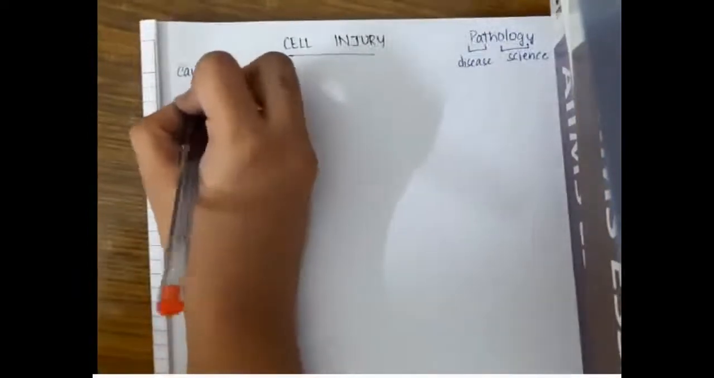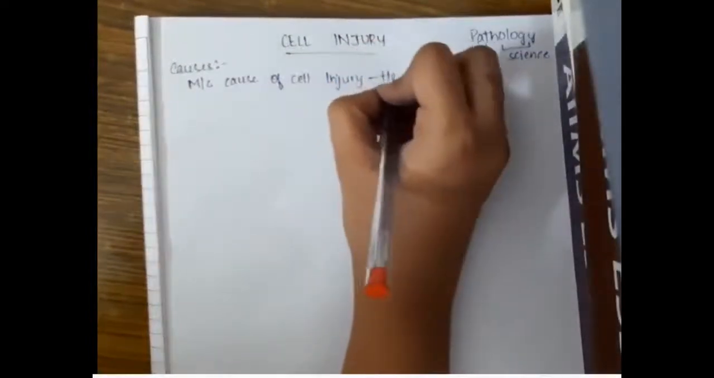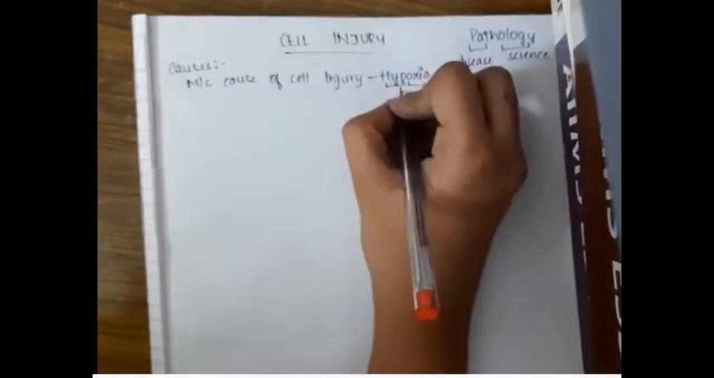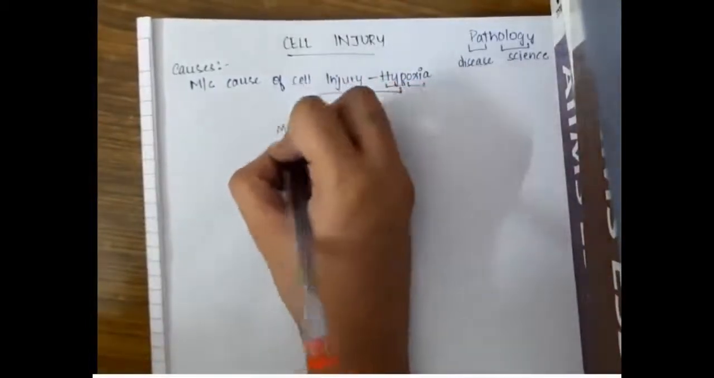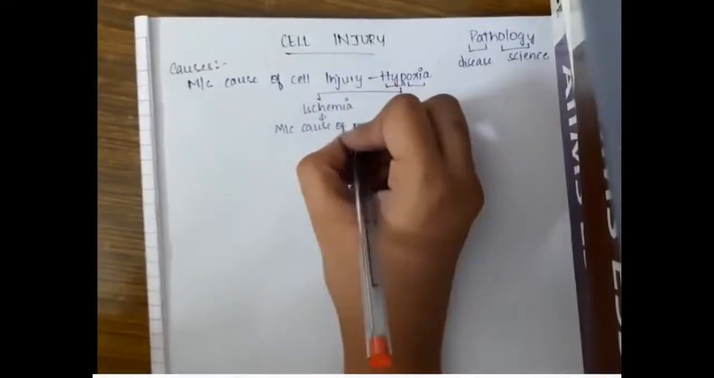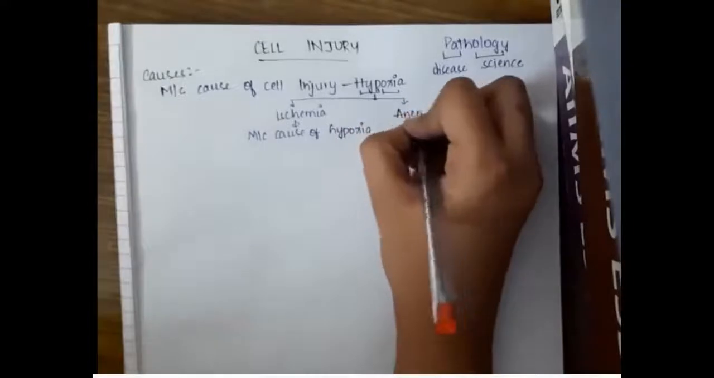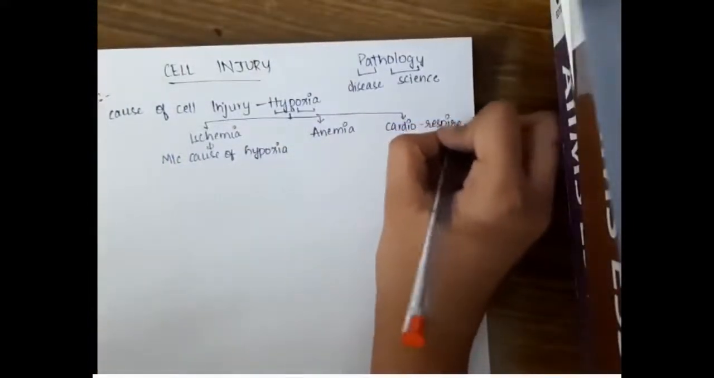There are many causes of cell injury. The most common cause of cell injury is hypoxia, that is decreased oxygen. This hypoxia can be due to ischemia. Ischemia is in fact the most common cause of hypoxia. It can also be due to anemia or cardiorespiratory disease.